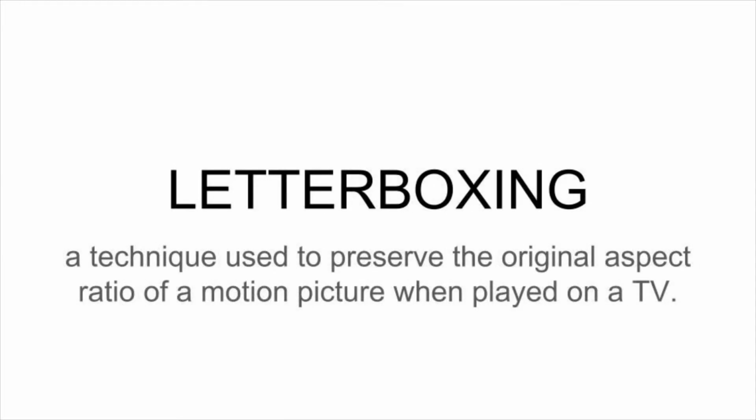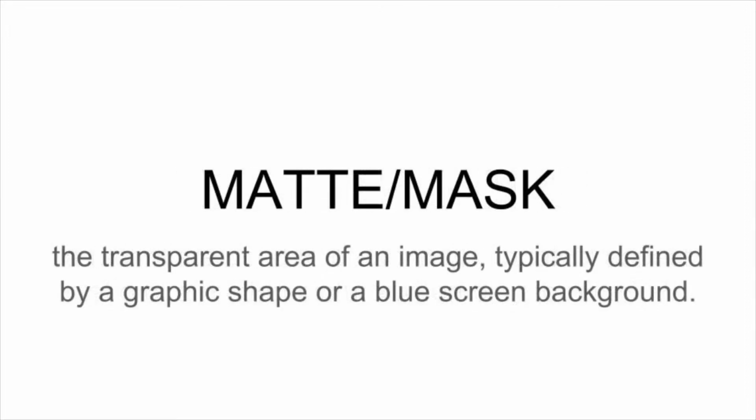Letterboxing is a technique used to preserve the original aspect ratio of a motion picture when played on a TV. Letterboxing adds black bars to the top and bottom of the screen. Matte, or mask as it's more commonly known, is a transparent area of an image, typically defined by a graphic shape or a blue screen background.